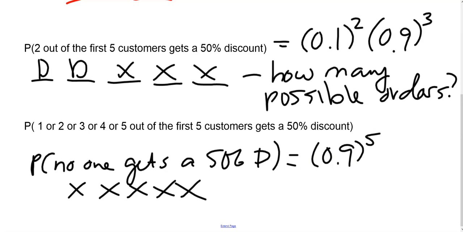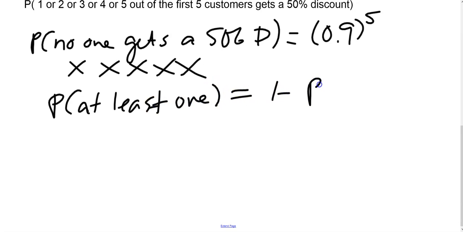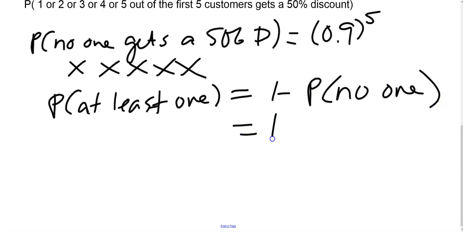So what's the probability that at least one? That would be everyone else. That would be all the other possibilities. So the probability of at least one is going to be 1 minus the probability of no one getting the discount. So since the no one is really easy to calculate, it makes sense to just calculate at least one by doing 1 minus the probability of none.